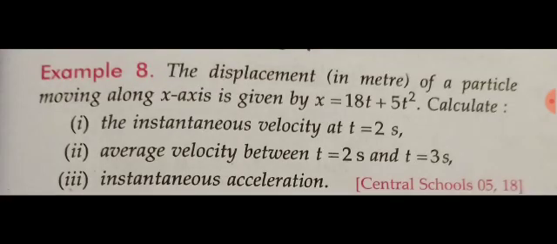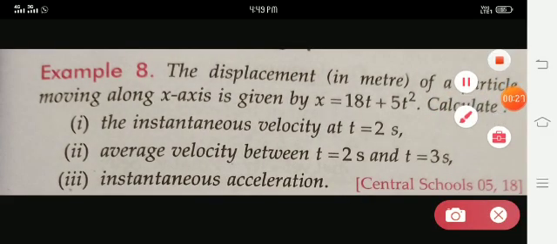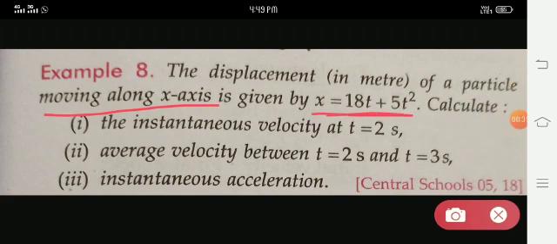In this video, we are going to discuss our numericals that are based on acceleration and velocities. So here is your first numerical in which you are given the displacement of a particle that is moving along the x-axis, given by this equation in terms of t. Now you have to calculate the instantaneous velocity at time t equal to 2 seconds.